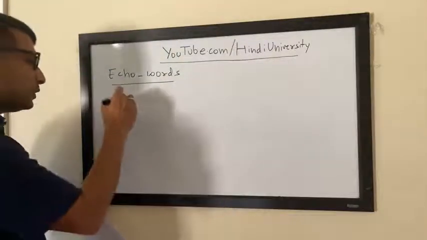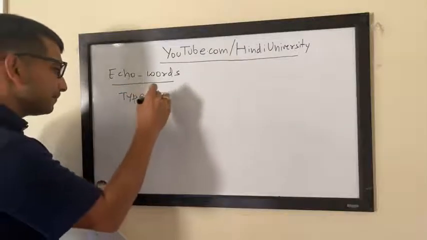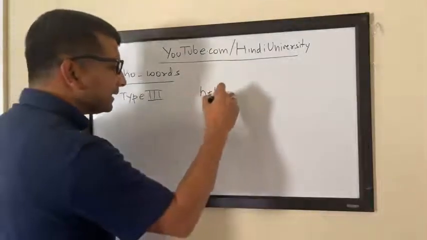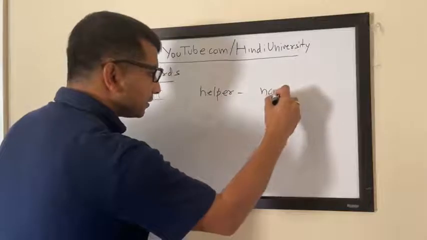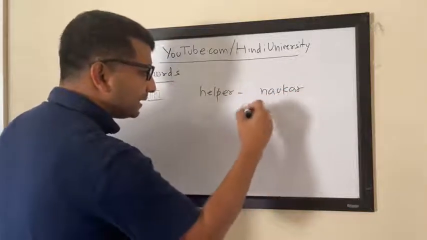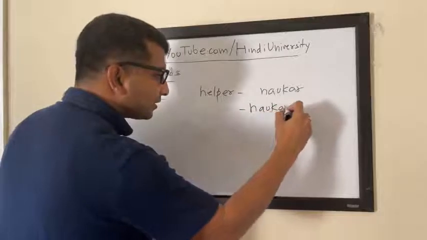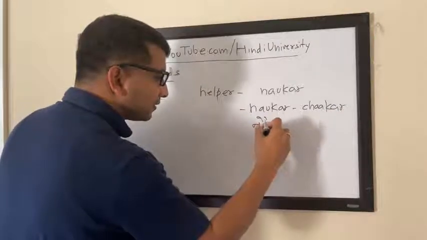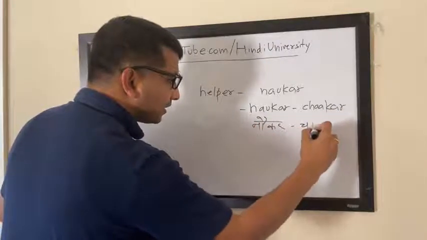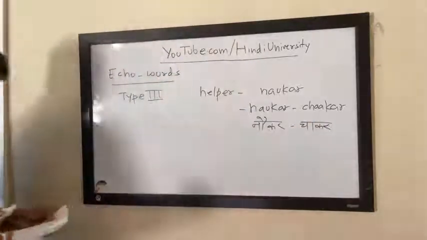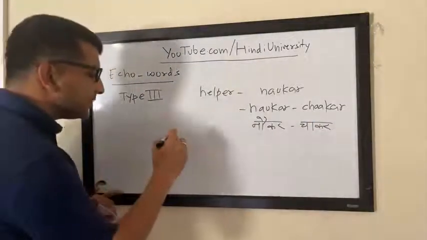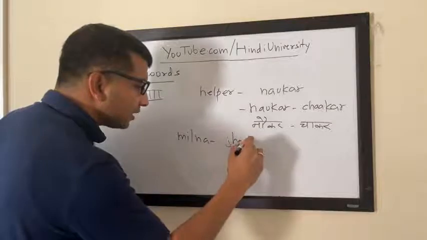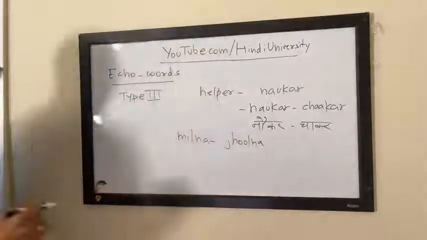All right. So we'll do the next one, type 3, which is also a pair. Basically, the term for helper in India or in Hindi is naukar. But the one that is being used is naukar chakar. Naukar chakar, helper. Okay. Similarly, the other one is milna, which is to meet, but it's used correspondingly with julna. Okay, milna julna, to associate.